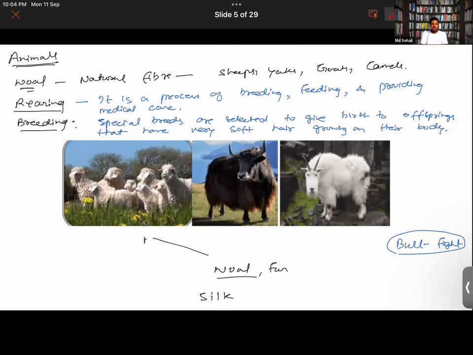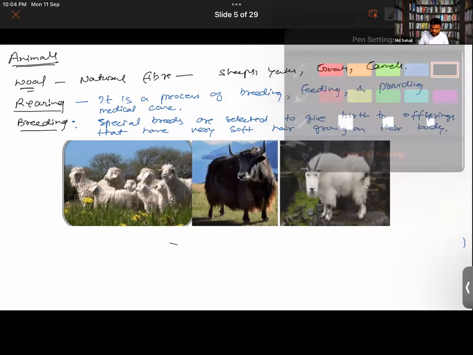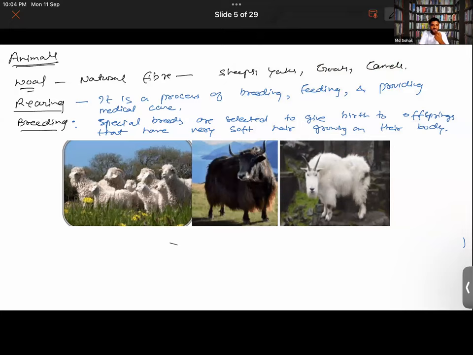Now, what happens? The skin of the sheep is very hairy, and there are two types of fiber that form its fleece. One more term you need to be aware of. Whenever you see the farmer removing the hair from the body, you will see that they remove a very thin layer of skin also along with the hair. That is called fleece. Fleece is a thin layer of skin along with the hair. That is called fleece.